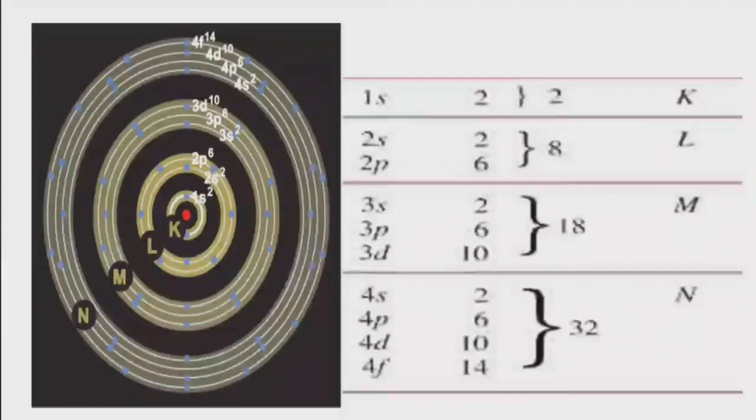So in K shell maximum 2 electrons, those are present in 1s orbital. In L shell maximum 8 electrons, 2 electrons present in 2s and 6 electrons present in 2p orbital. In M shell maximum electrons 18, 2 electrons present in 3s, 6 electrons present in 3p, 10 electrons present in 3d. In N shell maximum 32 electrons, 2 electrons present in 4s, 6 electrons present in 4p, 10 electrons present in 4d and 14 electrons present in 4f.